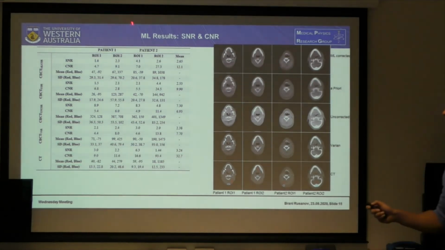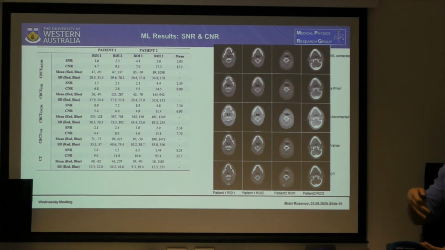So what we notice is that, again, the machine learning corrected method has the highest signal to noise and contrast to noise ratio versus the a priori method and the variant method. And the reason for this is, I should actually say a little bit about how the scatter correction works in the variant reconstruction. So they use a pencil beam kernel to estimate the scatter signal.